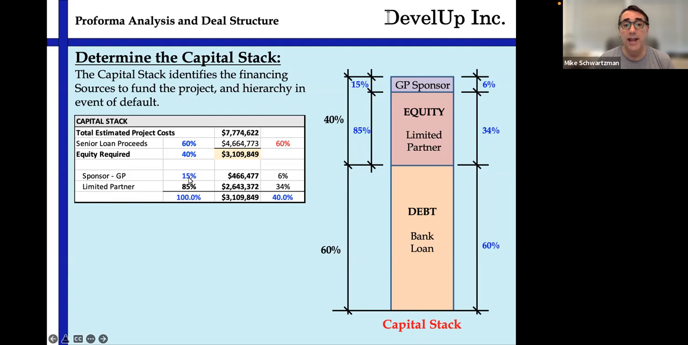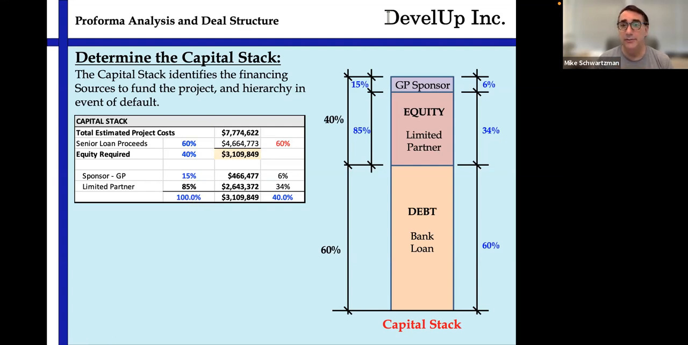So I'm going to cover this as a general partner. I'm going to be the general partner. I'm going to make decisions. I'm going to be the one in control, moving the project through. And I'm going to get a limited partner who's going to give me 85% of that equity, or $2.6 million. That gives me a 60-40 split.